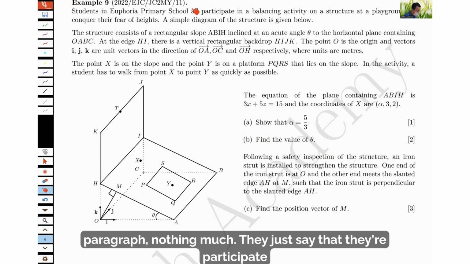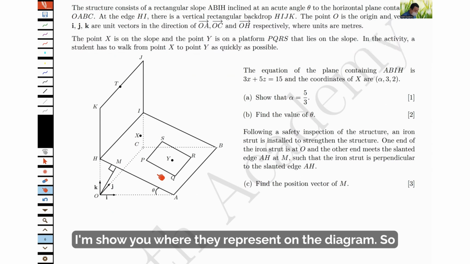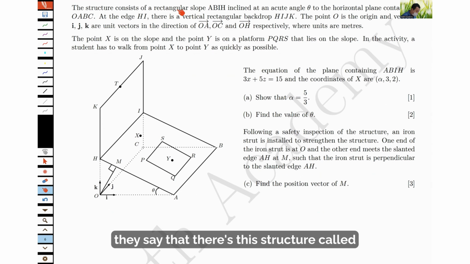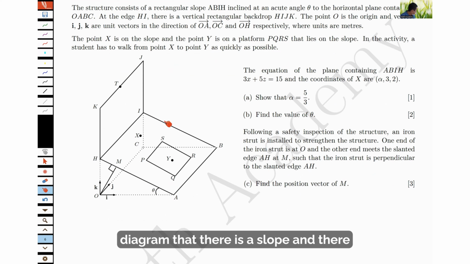They just say that they're going to participate in a playground game. But then comes the structure information. As we go through, I'm going to show you where they represent on the diagram. So they say that there's this structure called ABIH, which is a slope. So you will see in the diagram that there is a slope. And there is also this acute angle to the horizontal plane. So there is this theta here to the horizontal plane that contains OABC.